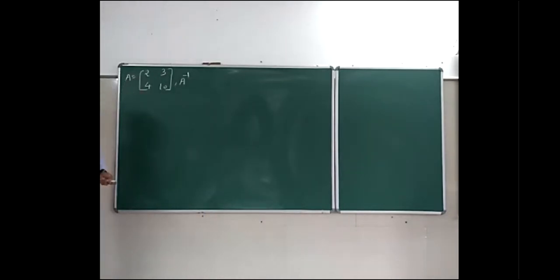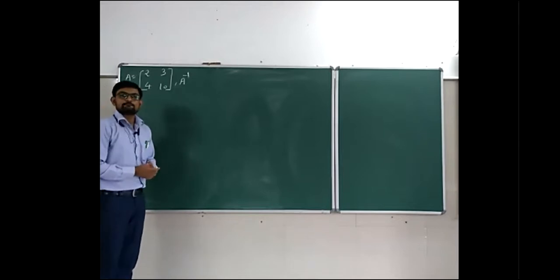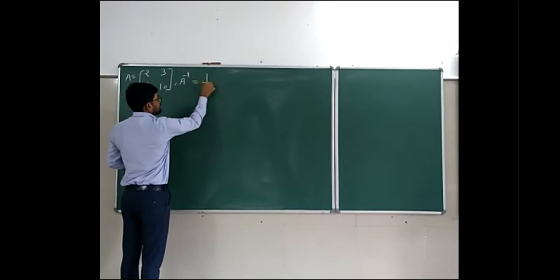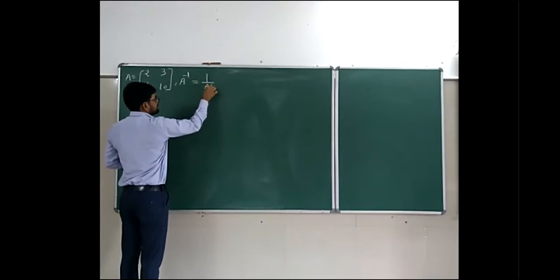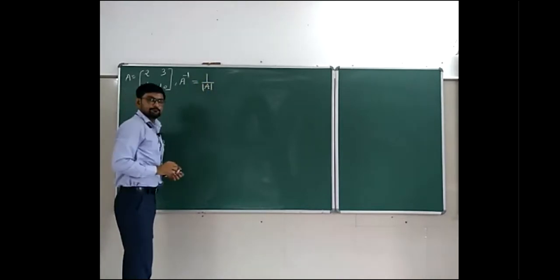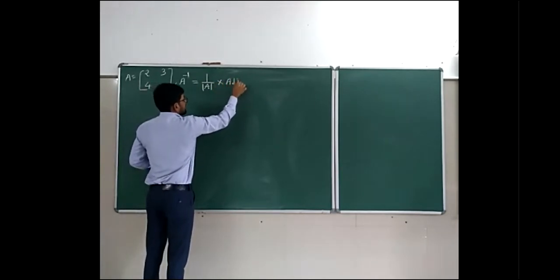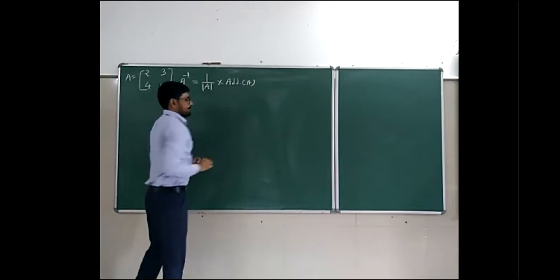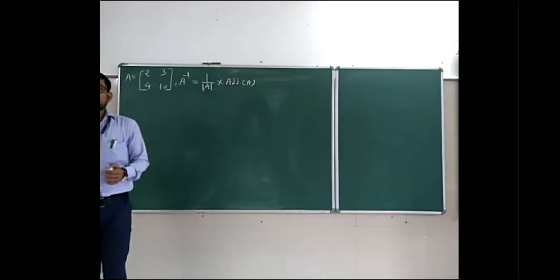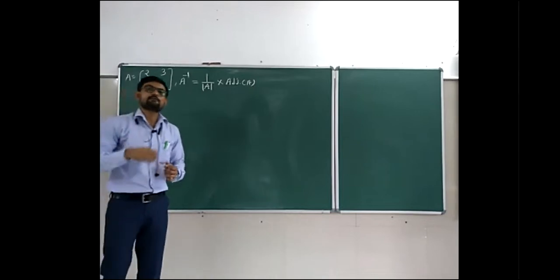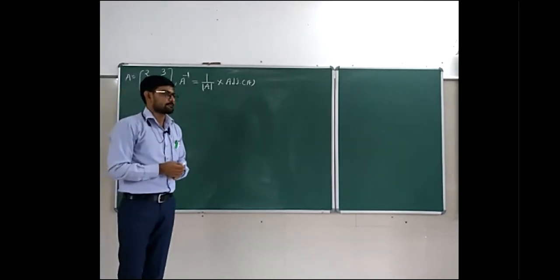So first of all, what is the formula of A inverse? A inverse is equal to 1 upon determinant of A into adjoint of A. So this is the formula that we can use to find A inverse, or the inverse of any given matrix.